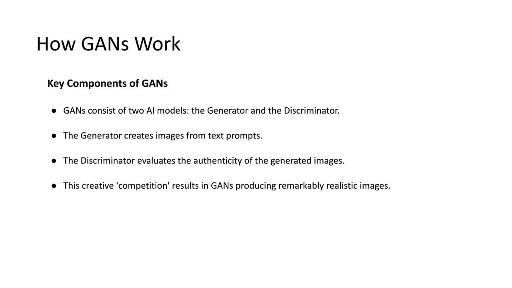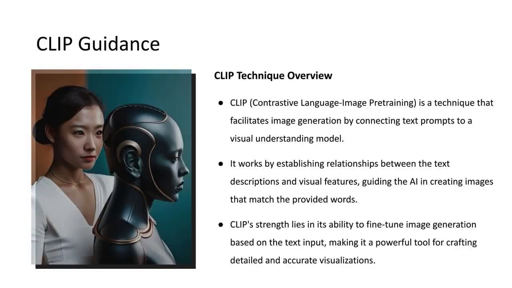Contrastive language image pre-training, or CLIP, acts like a bridge between the world of words and the world of images for AI. Here's a deeper look at how it refines image generation. Imagine CLIP as a massive AI-powered dictionary that connects written descriptions to actual visual concepts. By analyzing countless text-image pairings, CLIP learns intricate relationships between the words we use and the corresponding visual elements they represent. When you provide a text prompt for image generation, CLIP steps in to analyze it.